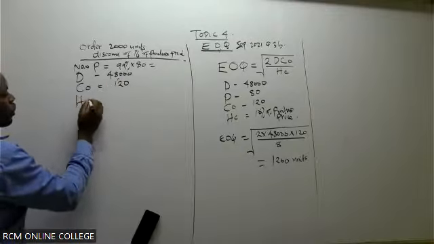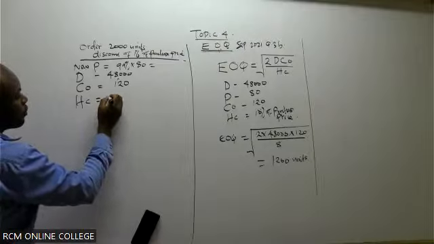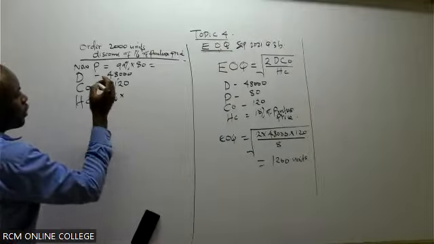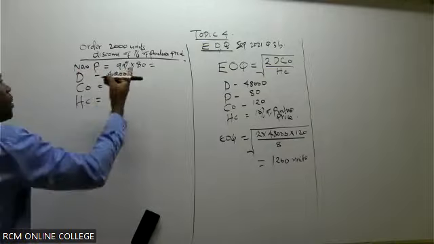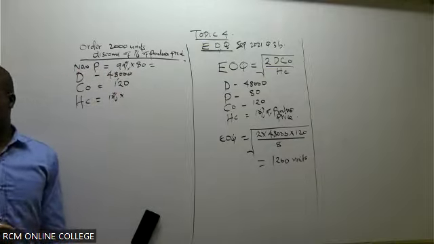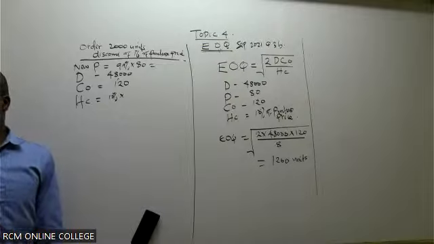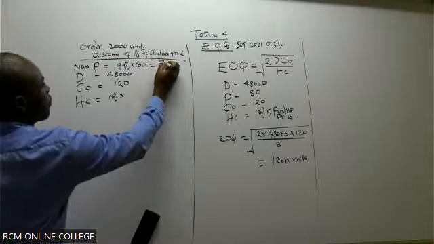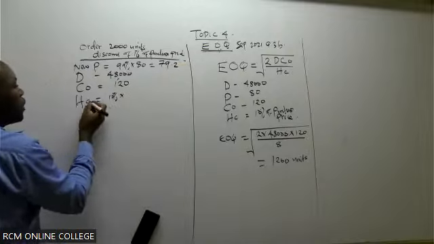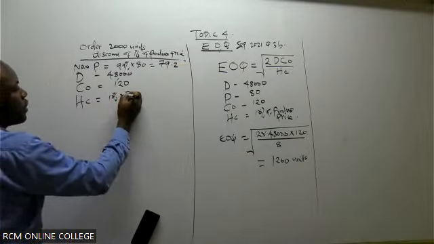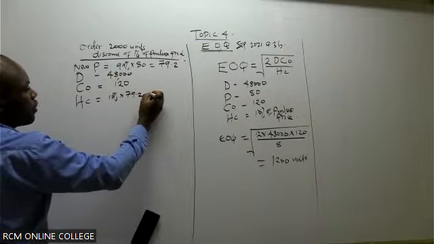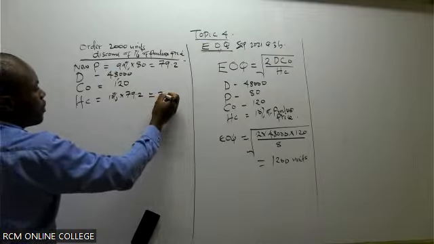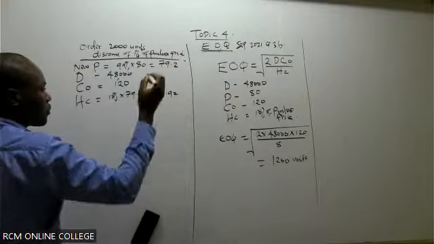How about holding cost? It is now changing because it is pegged on the purchase price. So can you give me the new purchase price? That is 99% of 80, which is 79.2. It means our holding cost here is going to be 10% of 79.2, which will give us 7.92.